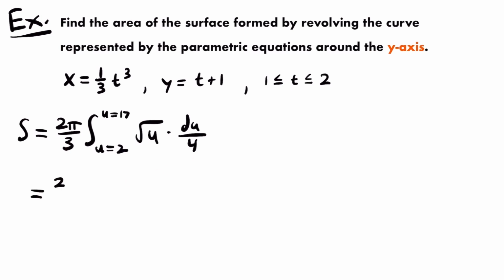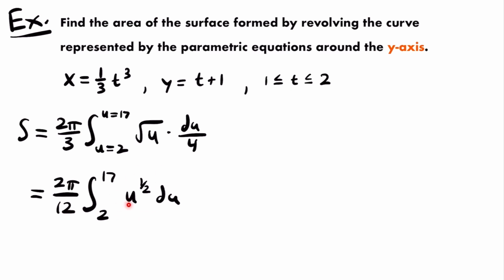So this is equal to 2 pi divided by 12 times the integral from 2 to 17 of the square root of u. But in order to more easily see how to integrate that using the power rule for integration, I'm going to write it like this. We'll have u to the 1/2 power. That is the same as the square root of u, right? Taking a value to the 1/2 power is the same as taking the square root of that value. And then we're multiplying by du, not du divided by 4 because we pulled out that 1/4 to the front of the integral.